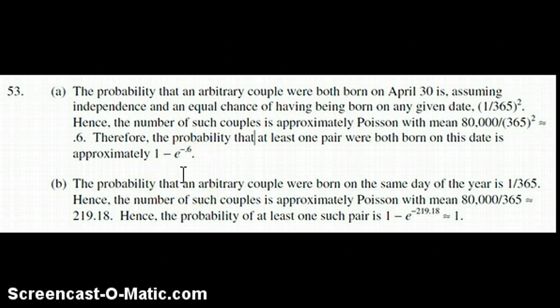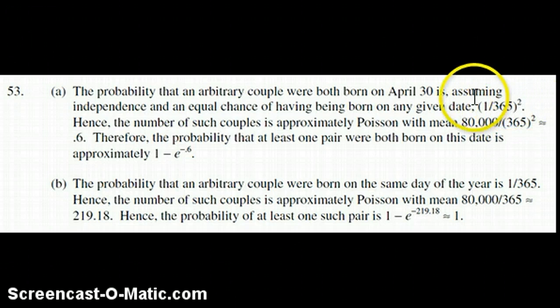Now in part B, we're just looking for both partners had the same day of the year, not necessarily April 30th. So again, we can think of it in terms of maybe the male as our reference. For a given male, what's the chance that his wife was born on the same day of the year as him? Well, whoever that male is, he has a birthday, so there's going to be a 1 in 365 chance that the wife will have that same birthday. Again, assuming independence, equal chance here.